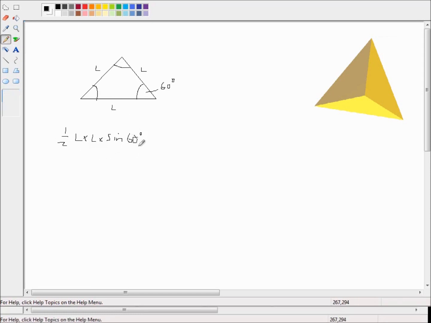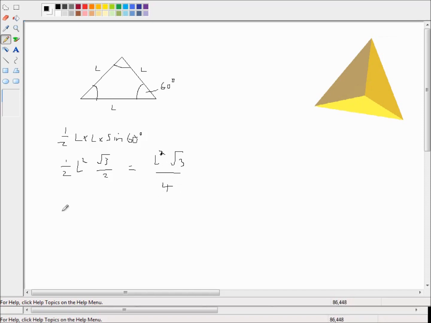Now we know from our unit circle that sine 60 degrees is root 3 over 2. So this is 1/2 times L squared times root 3 over 2, which is equal to, that's a 2, L squared root 3 over 4. So that's the area of one of the faces.